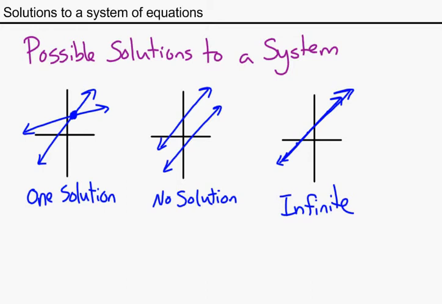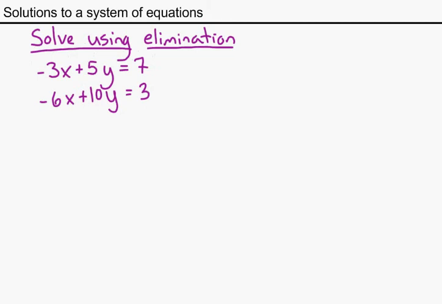Now, we know what it looks like algebraically to have one solution. For example, something like the ordered pair 2, 4. But we don't necessarily know what it looks like algebraically if I get no solution, or if I get an infinite number of solutions. So we're going to go through two examples that are going to show us algebraically what it looks like to have those types of solutions. In the first example, we're going to consider this system of equations.